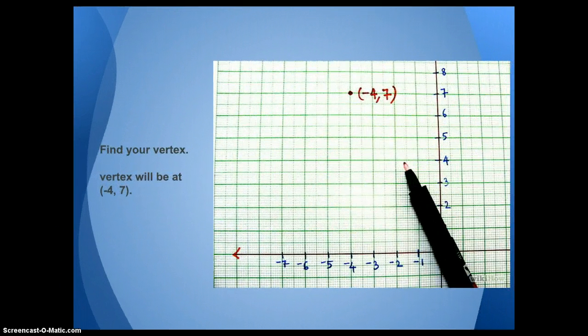Next, you find your vertex. The vertex of your parabola will be (h, k). In our example, our vertex will be at negative 4 and 7. So your parabola will peak 4 spaces to the left of 0 and 7 spaces above 0. Plot this on your graph and be sure to write in your coordinates.